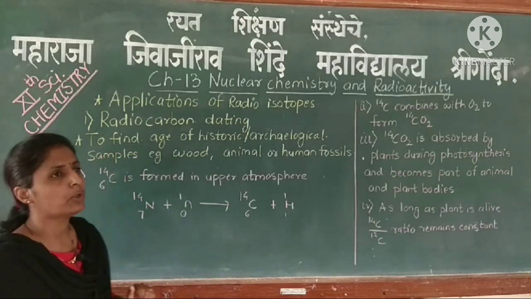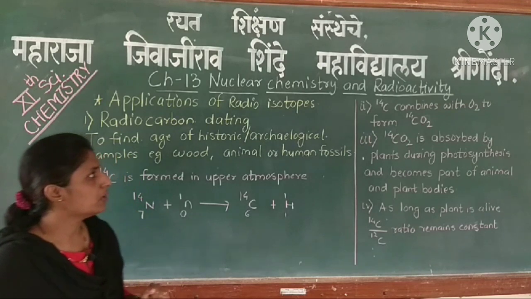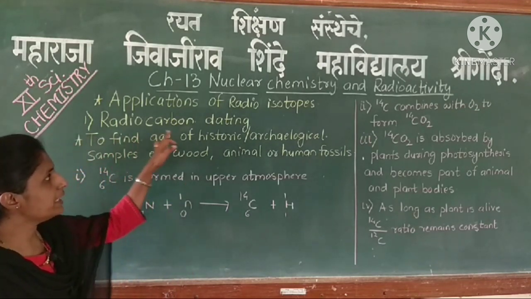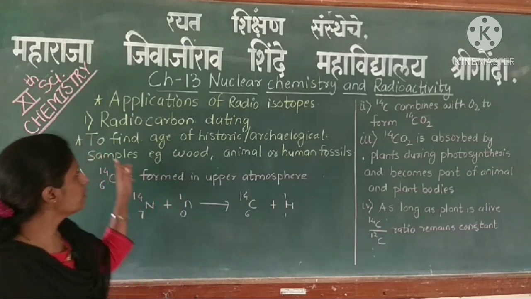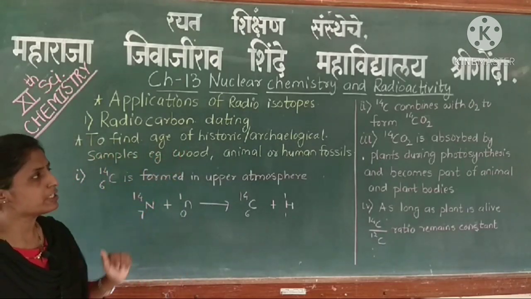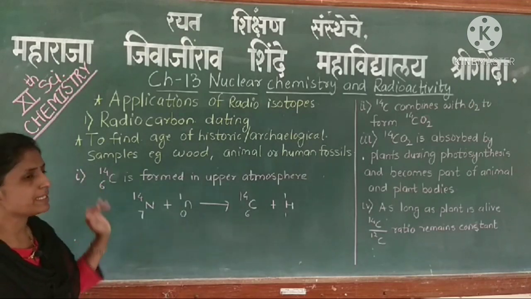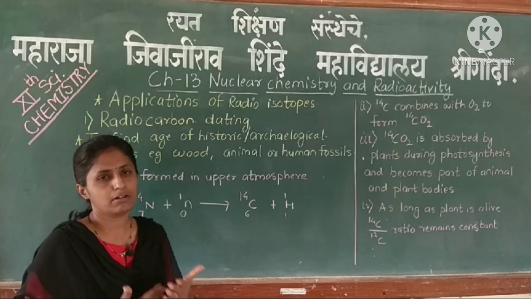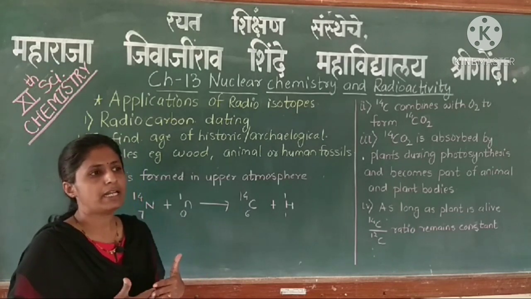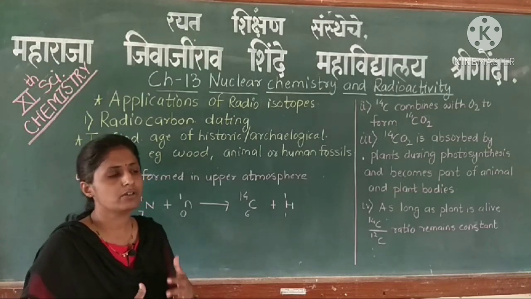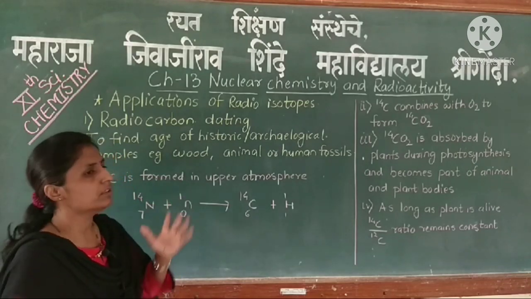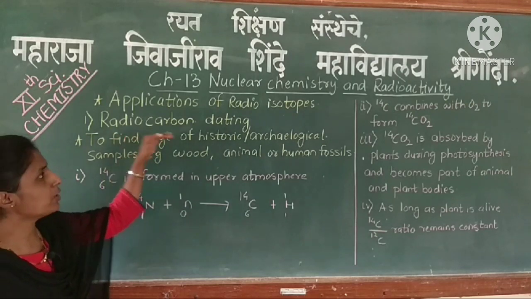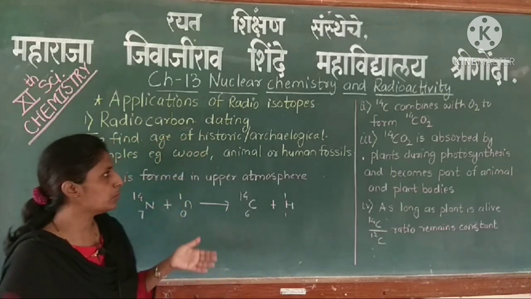First of them is radiocarbon dating. Now let's understand what is this radiocarbon dating. This radiocarbon dating is used to find the age of any historic or archaeological samples. We know that scientists or archaeologists study history, and while studying the history they want to know the age of that sample. So this radiocarbon dating is very useful to them.